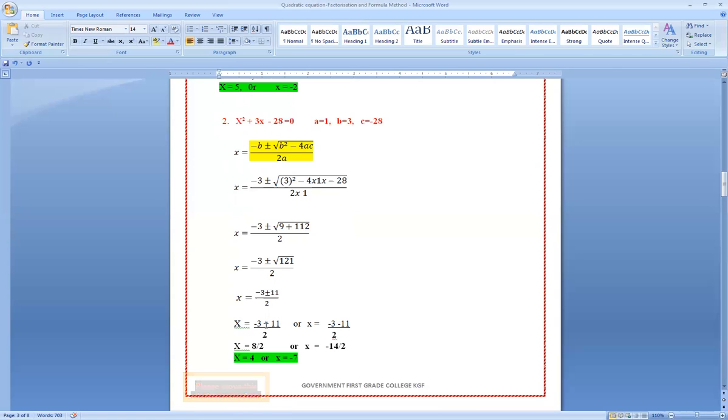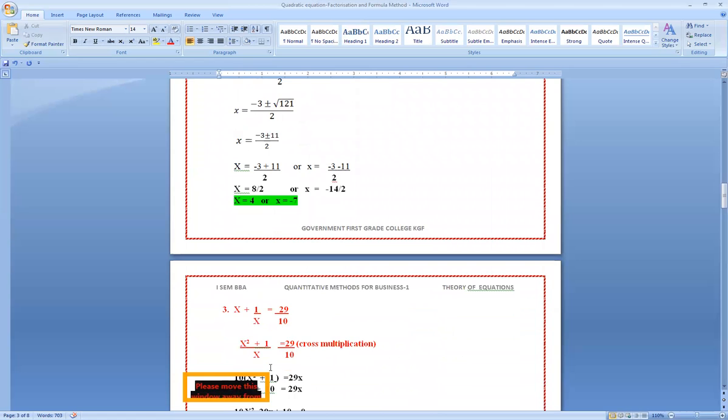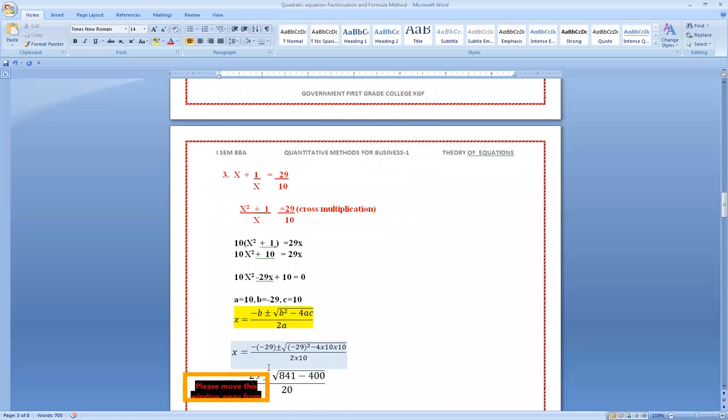Therefore, x equals 11 minus 3, which is 8, divided by 2, or x equals minus 3 minus 11, the value becomes minus 14 divided by 2. Therefore, the value of x is nothing but 4 or minus 7. So, this is how we need to calculate the value of x with the formula method. Let us see the third question.